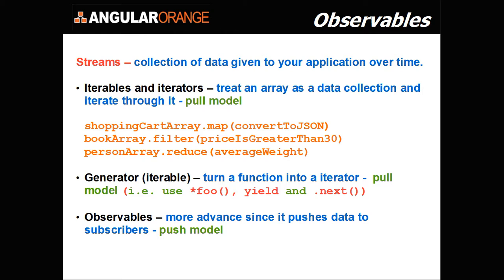And then we're going to go to a generator. A generator is an iterable. It turns a function into an iterator. And it does still have a pull model. You could use an asterisk in front of the method name, and you could use the next function and the yield to execute pieces of the function at a time. So if I call next, it would execute up to yield. So we'll show you some of that. Observables are more advanced since they push data to the subscribers. It has a push model.